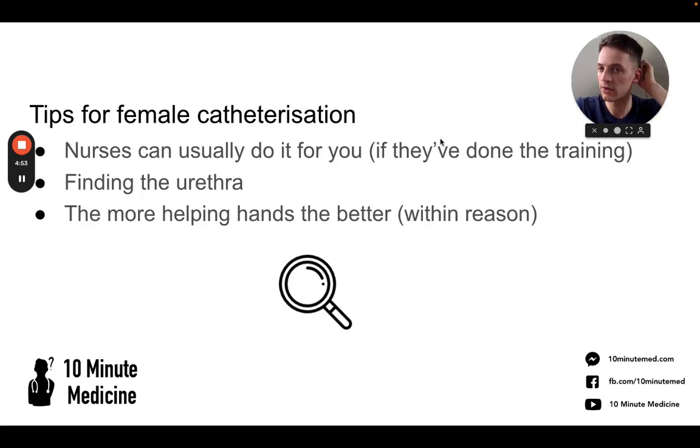For female catheterization, the main issue is to do with anatomy. Actually finding the urethra is often more challenging, especially in overweight patients. My tip with this is the more hands the better. Get one person either side to hold the legs apart and hold the fat apart and things like that if need be. With practice, and talking to the patient as you're doing so, that will probably give you the best chance for female catheterization.